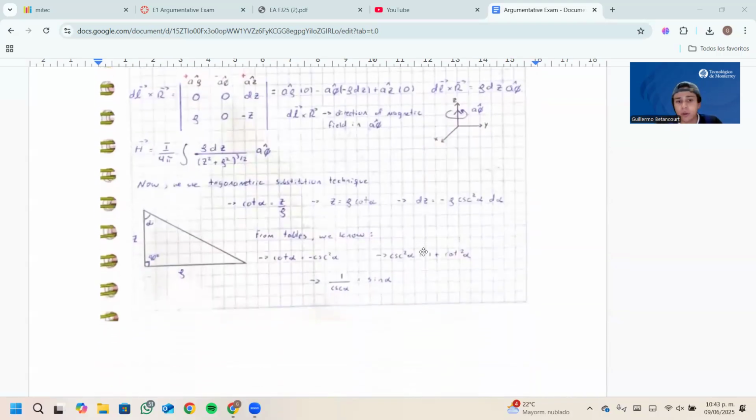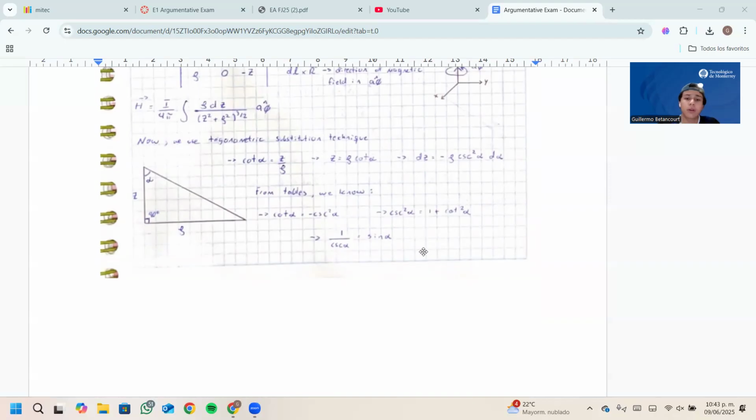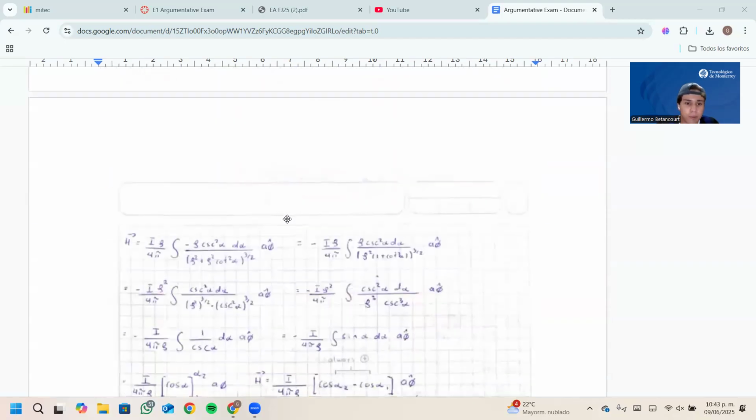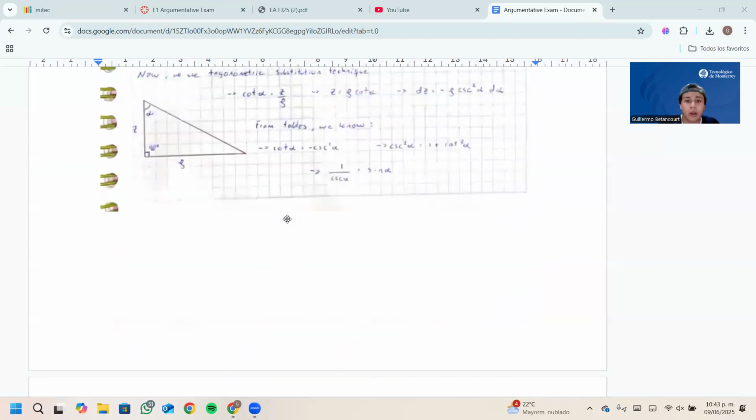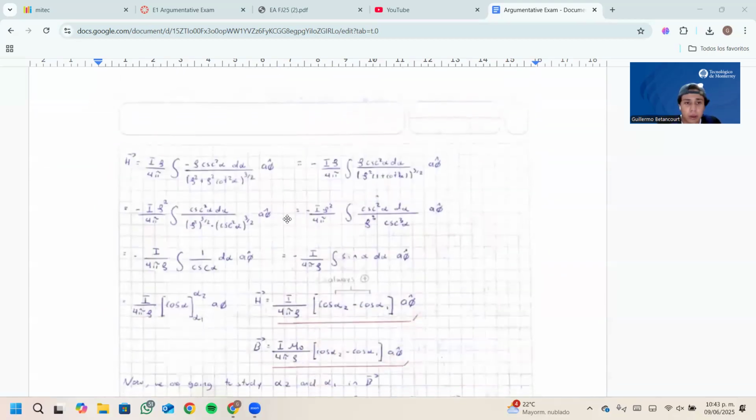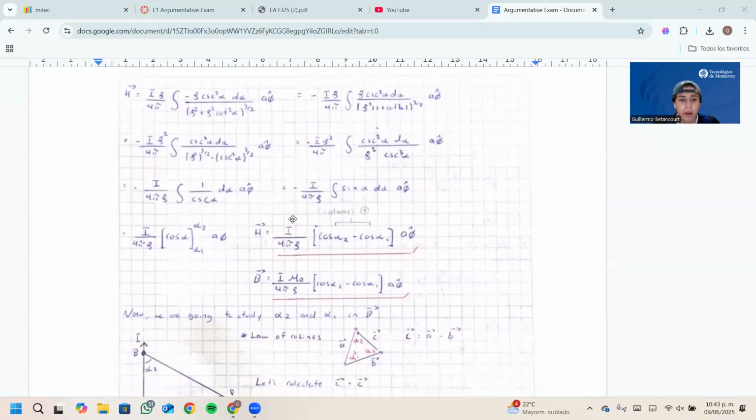And now we use the trigonometric substitution technique. We know that cot is equal to z over rho. Then we solve for z, and we differentiate this. Well, there are some things that we know from our tables, like these three formulas. With these things that we know from our tables, we can integrate this equation, and we are given this final expression.